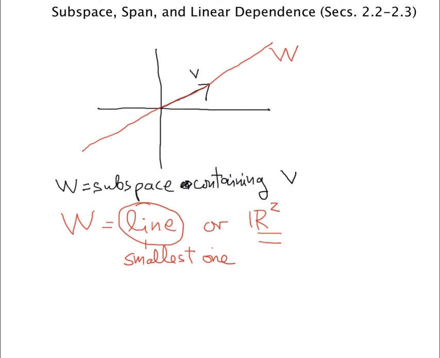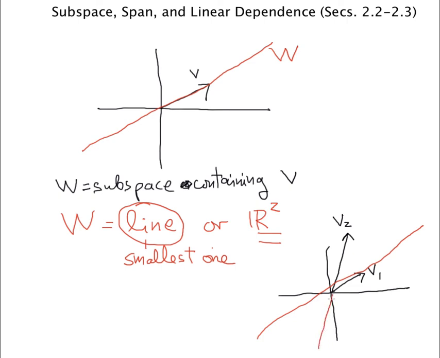Let's do an example with two vectors. Suppose you're in R2, and I gave you this vector v1 and this other vector v2. Please tell me a subspace of R2 which contains those two vectors. Well, if it's a subspace and it contains v1, then of course it has to contain all multiples of v1, so it has to contain this whole line through v1. And if it contains v2, it also has to contain all multiples of v2. But it also has to contain, for example, v1 plus v2. So it has to contain all multiples of that vector. And it has to contain v1 plus 2v2.